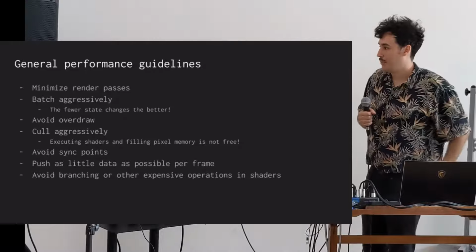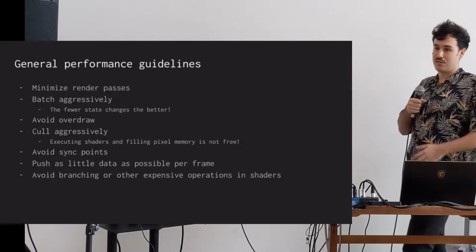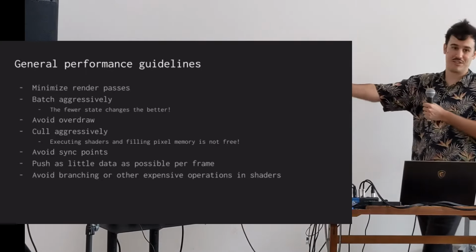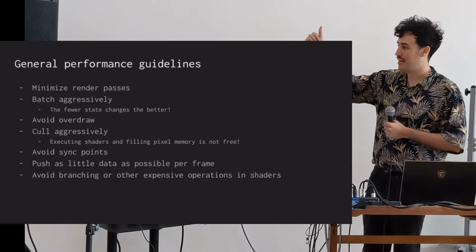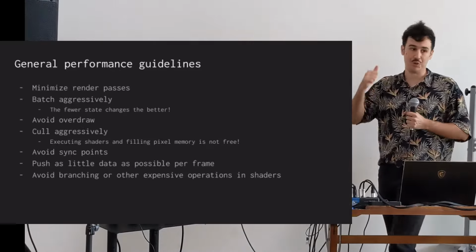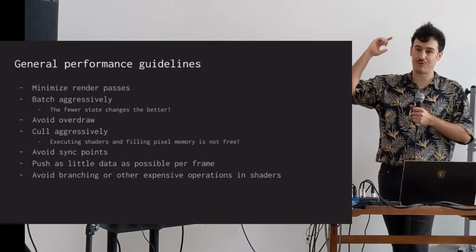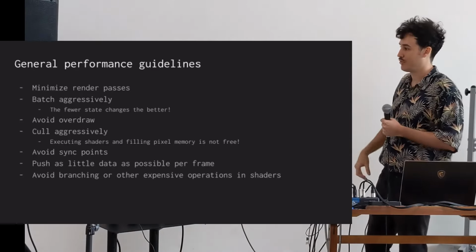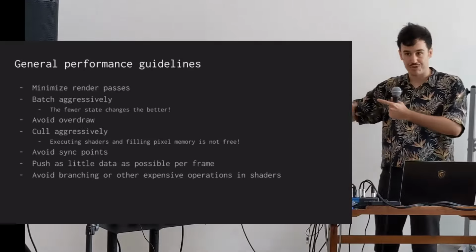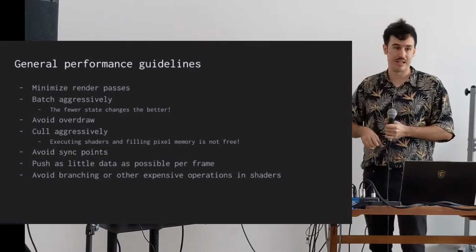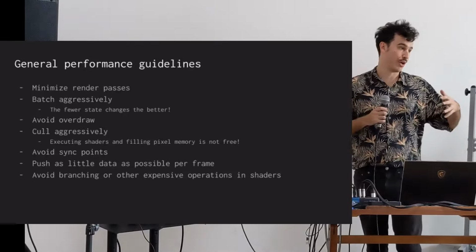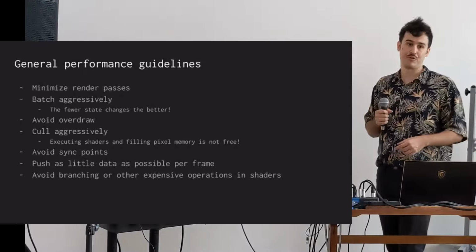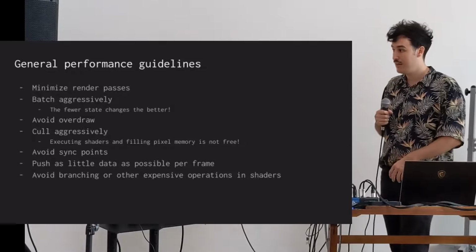Just wrapping everything up, general performance guidelines for rendering. If you take nothing else away from this talk, take this away from it. You want to minimize the number of render passes that you're doing. Again, doing stuff, expensive. Not doing stuff, not expensive. So don't do stuff. You want to batch stuff aggressively. Every time you change the render state in the middle of your frame, the graphics card has to load or unload memory or flip switches or whatever. The fewer times you have to do that, the faster your render is going to perform.